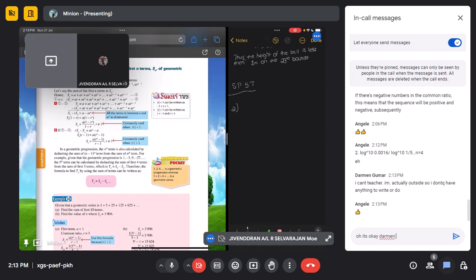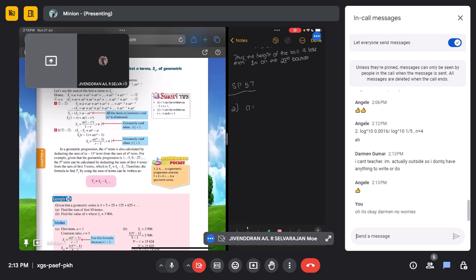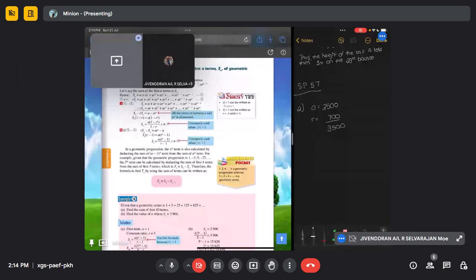The number of terms of the geometric sequence 3,500, 700, 140, etc. with sum 4,368. Okay, so the a is 3,500. The r is 700 divided by 3,500, which is equivalent to 1 over 5. Just press the calculator.